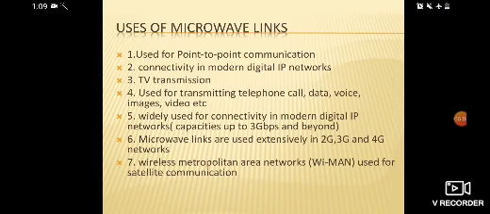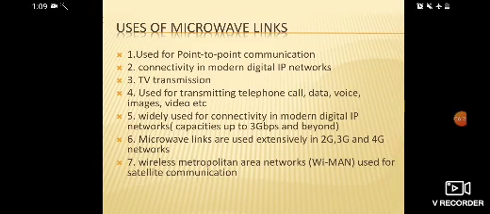So in this we have the MAN networking, but it is also a wireless network. Whenever we are using wireless metropolitan area networks, which are used for satellite communication, in that also connectivity is going to be done with microwave links only. Okay, that is the use of microwave links.